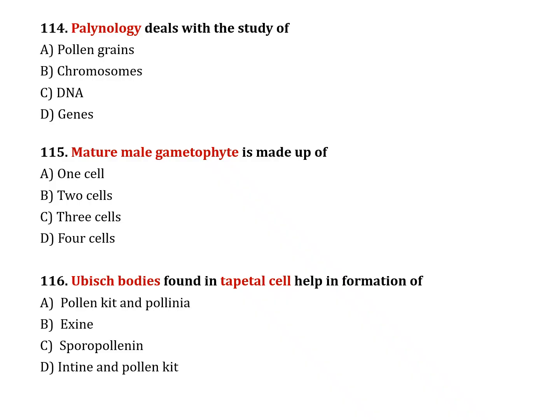The next question, number 114. Palynology deals with the study of option A, pollen grain. Option B, chromosome. Option C, DNA. Option D, genes. Correct answer is option A, pollen grain.